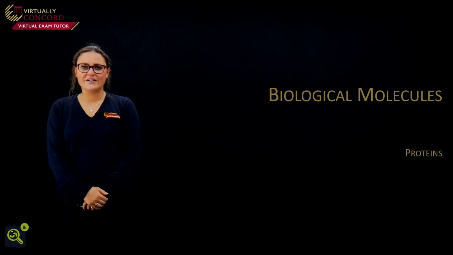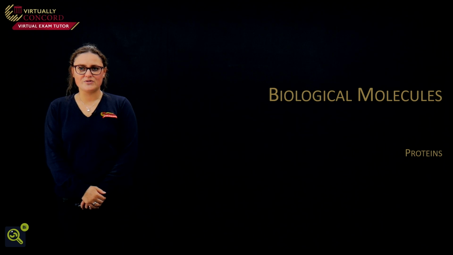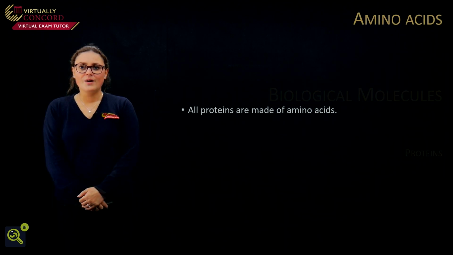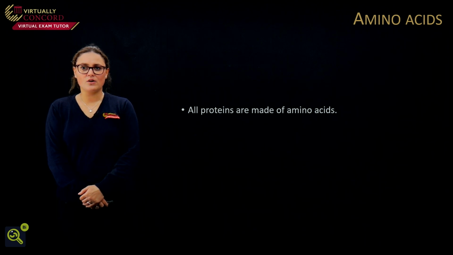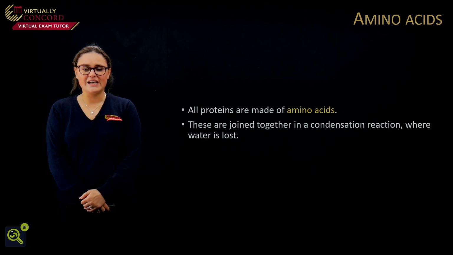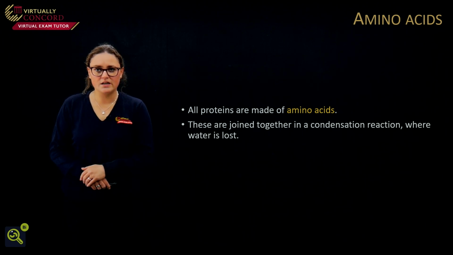In this video, we're going to look at the structure of proteins and the biochemical test for proteins. All proteins are made of amino acids. These are the basic building blocks that make up our polypeptide chains. They are joined together in a series of condensation reactions where water is lost and they form a peptide bond.